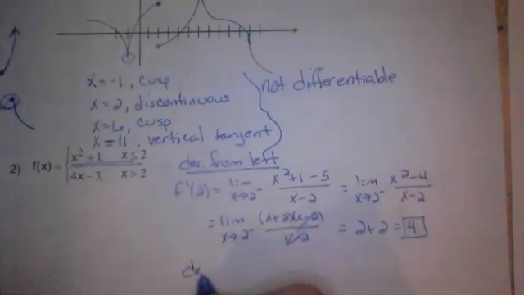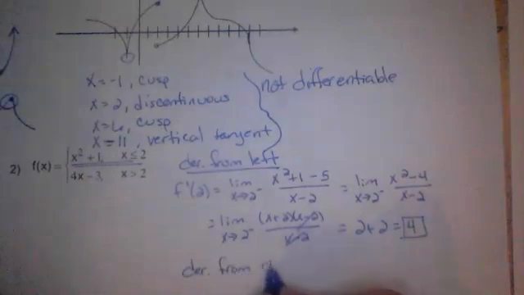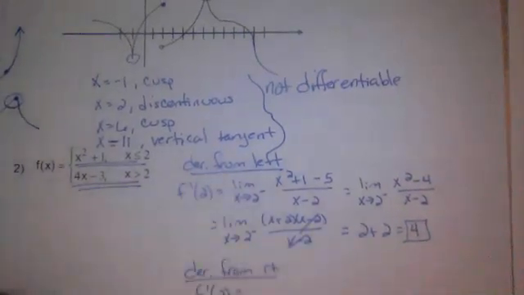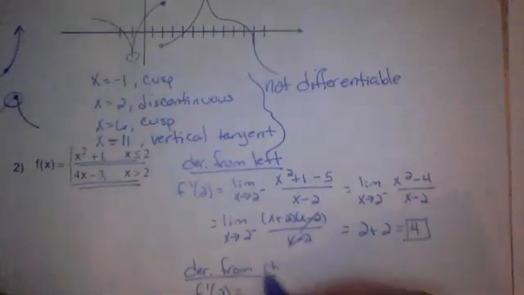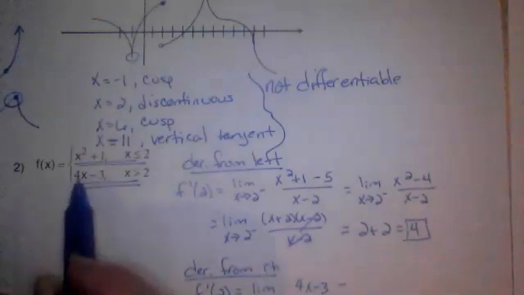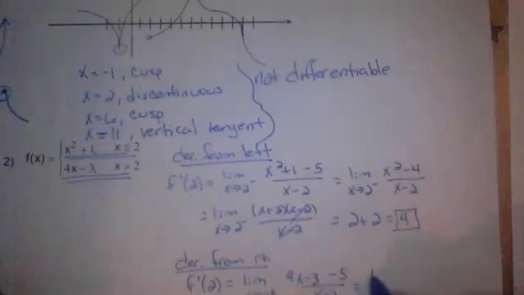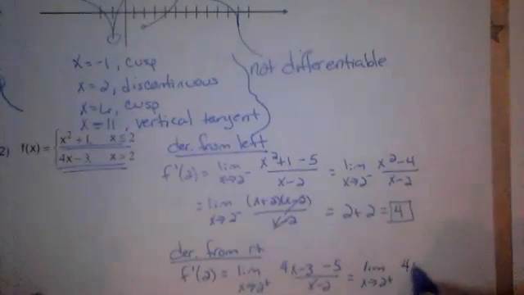Now we're going to take the derivative from the right. So again, at 2, but from the right-hand side, we're going to use the other function. So we're going to have the limit as x approaches 2 from the right of 4x minus 3 minus, and then plug in our 2. So this would be 8 minus 3 is 5 over x minus 2. So I get the limit as x approaches 2 from the right of 4x minus 8 over x minus 2.